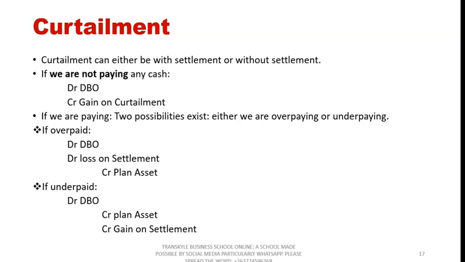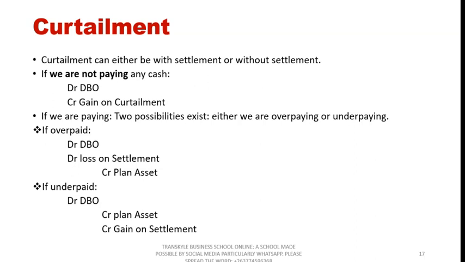It's not uncommon. It's not common that we are going to pay the amount that is equivalent to the rightful amount. Usually we are going to overpay or underpay. It's very rare to have a situation where we just pay the exact amount as required. Usually we are going to underpay or overpay.